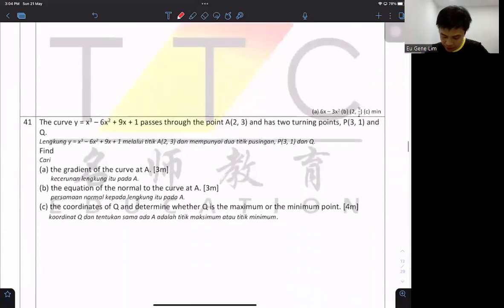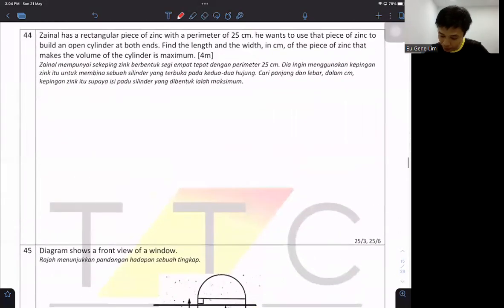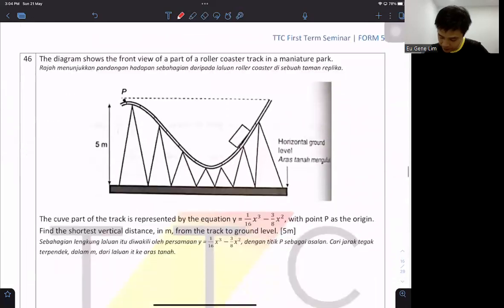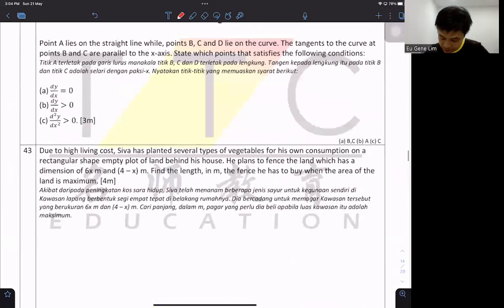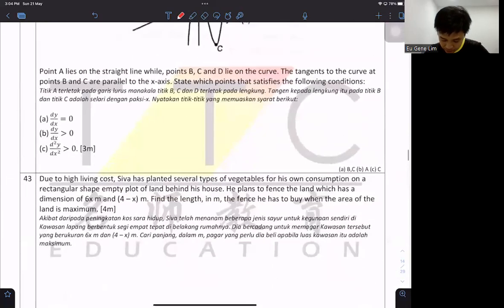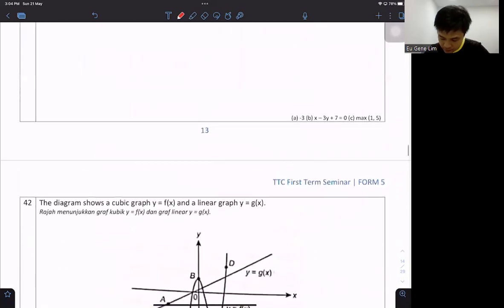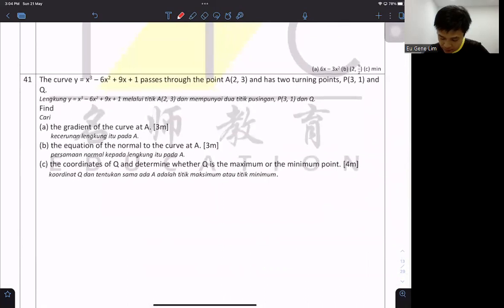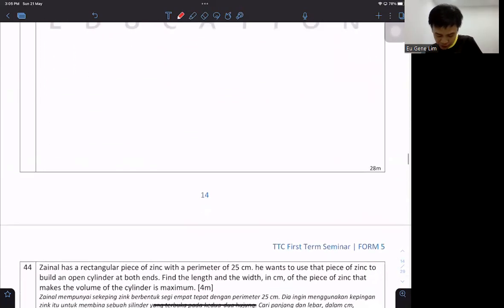Okay. Wait. Let me go find one more. One last question for today, the maximum minimum one. Okay, let's look at question 43.